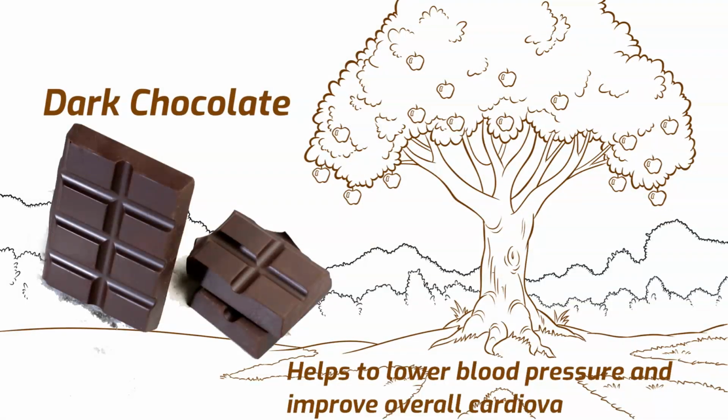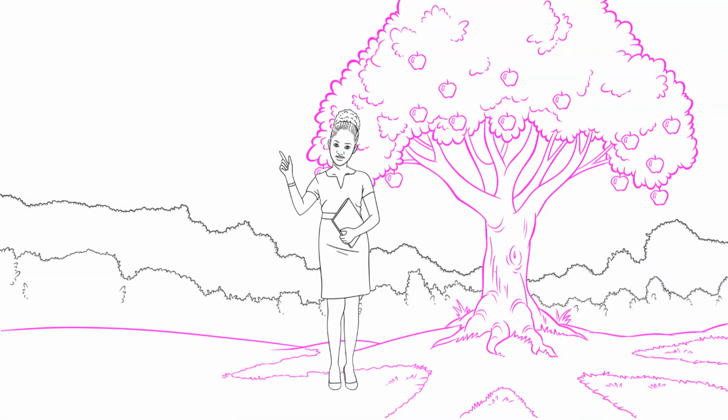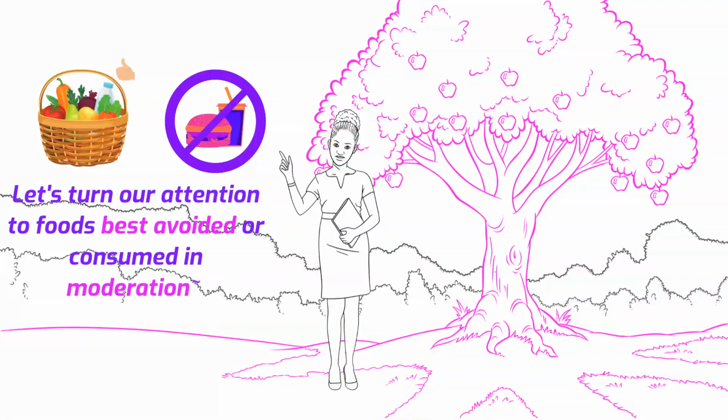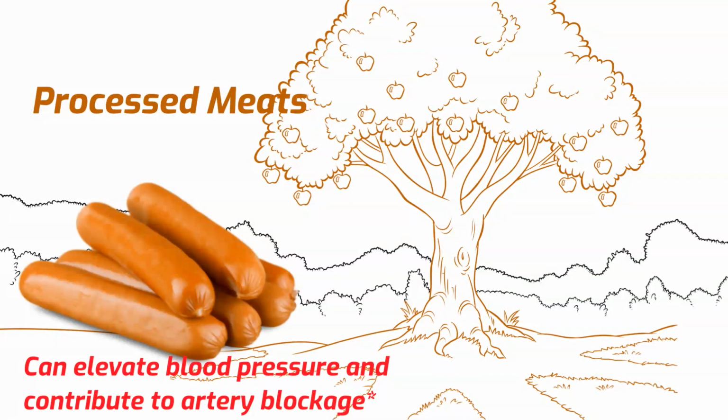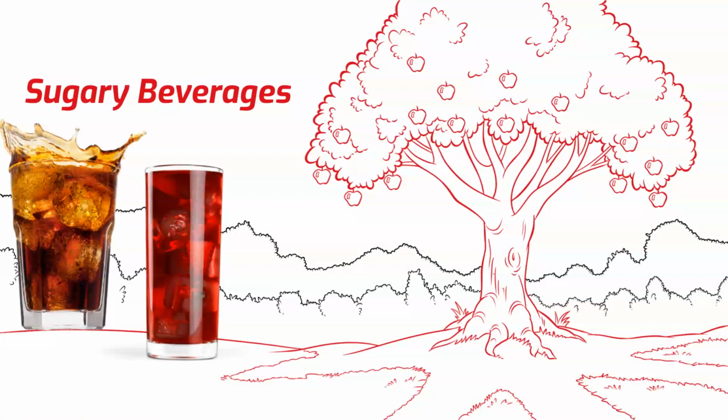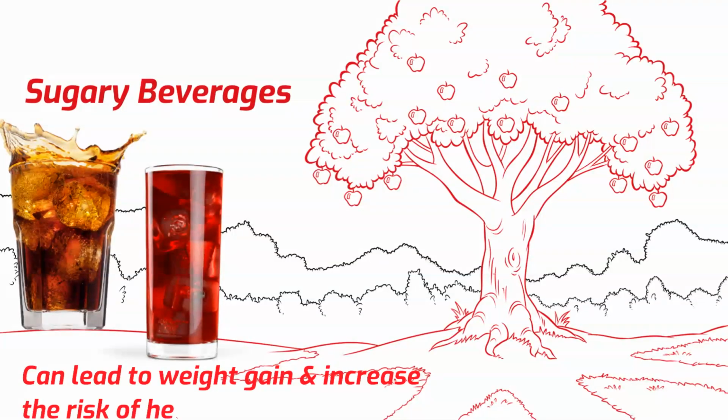Now, with that established, let's turn our attention to what we can control. Just as there are foods that enhance circulatory health, there are also those foods best avoided or consumed in moderation. Processed meats. Their high sodium and unhealthy fat content can elevate blood pressure and contribute to artery blockage. Sugary beverages. These drinks can lead to weight gain and increase the risk of heart disease.